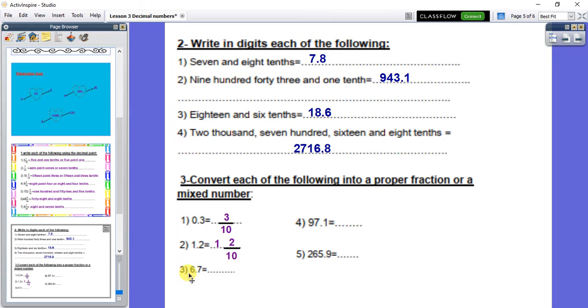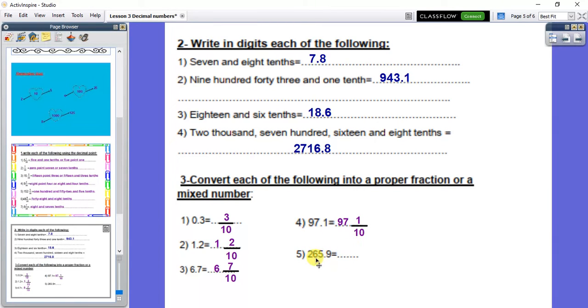The next one, 6.7. Also 6 will be the whole number. 7 will be the numerator and the denominator will be 10. 6 and 7 over 10. Here 97.1. 97 is the whole number. 1 will be the numerator and down will be 10, because I have only one digit after the decimal point. It will be like this: 97 and 1 over 10.